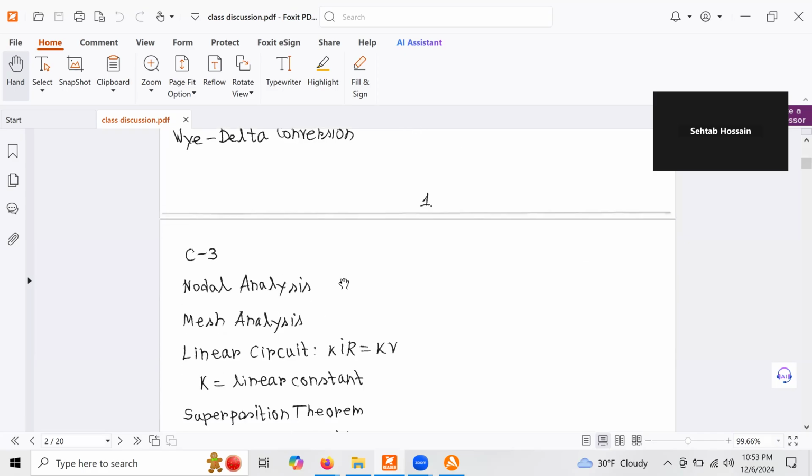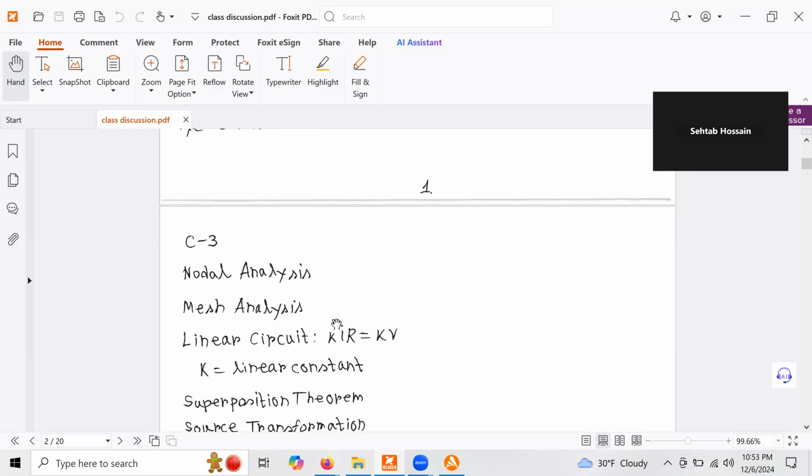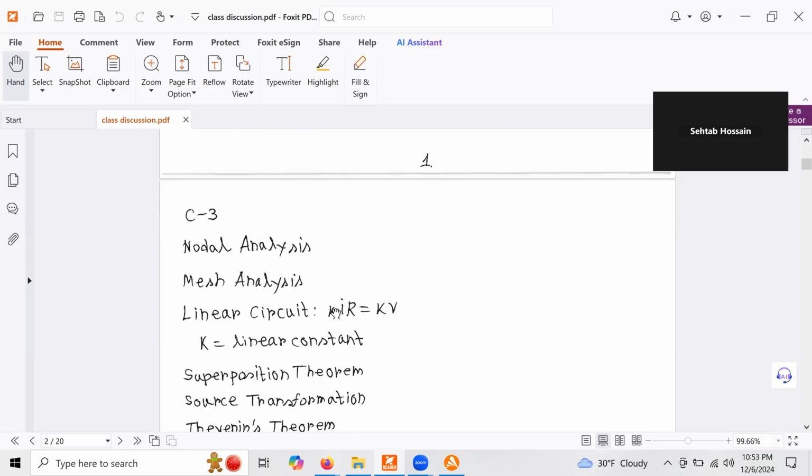Now nodal analysis. In lecture 3, we learned about nodal analysis. In nodal analysis, we apply KCL. Then we learned about mesh analysis. In mesh analysis, we apply KVL. Nodal analysis, mesh analysis, the superposition theorem and source transformation can be done on linear circuits. What is a linear circuit? We can express a linear circuit in this format: KI = KV, where K is the linear constant.